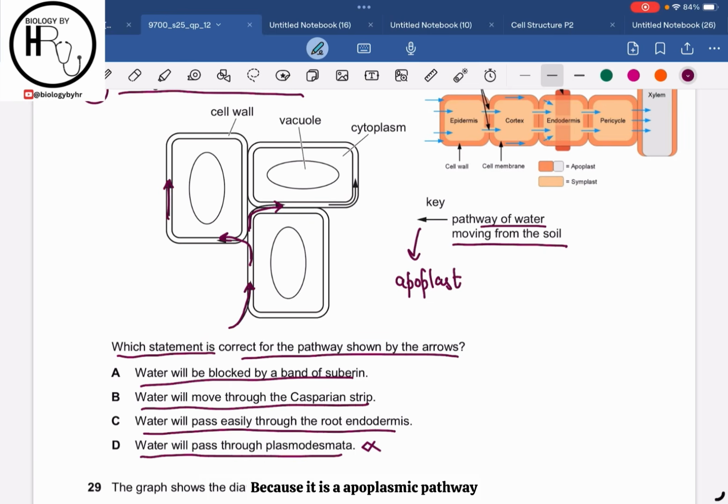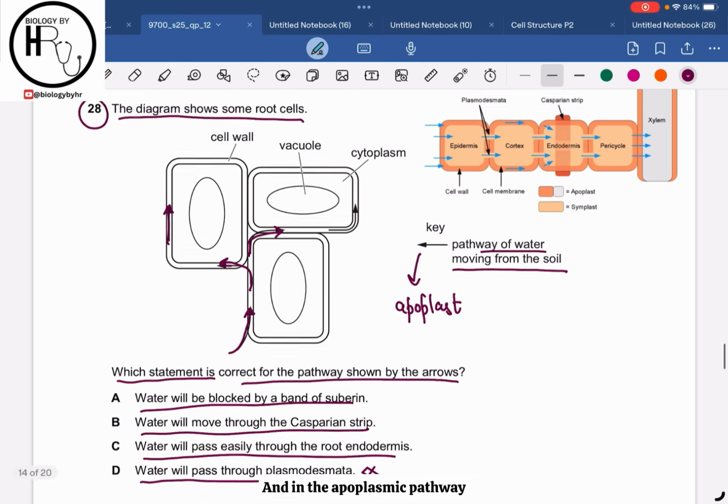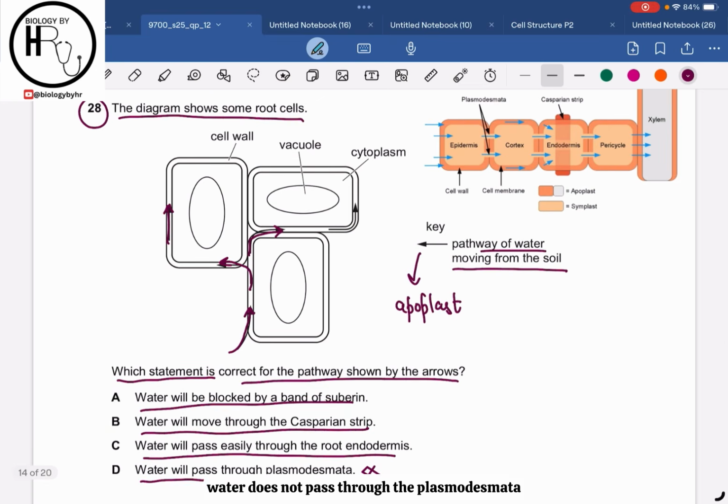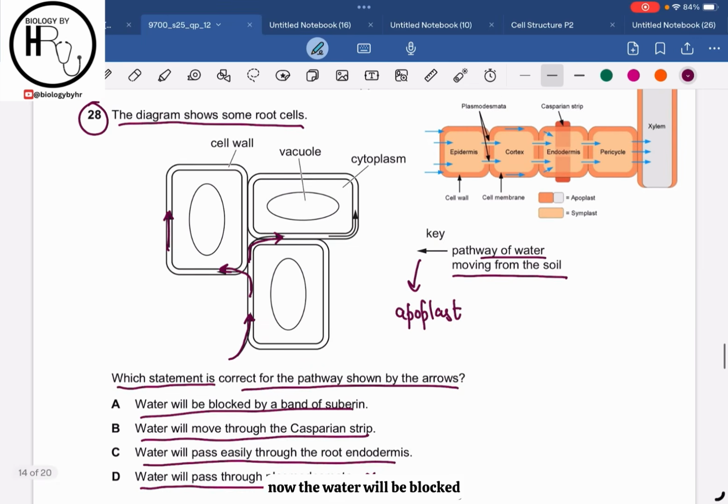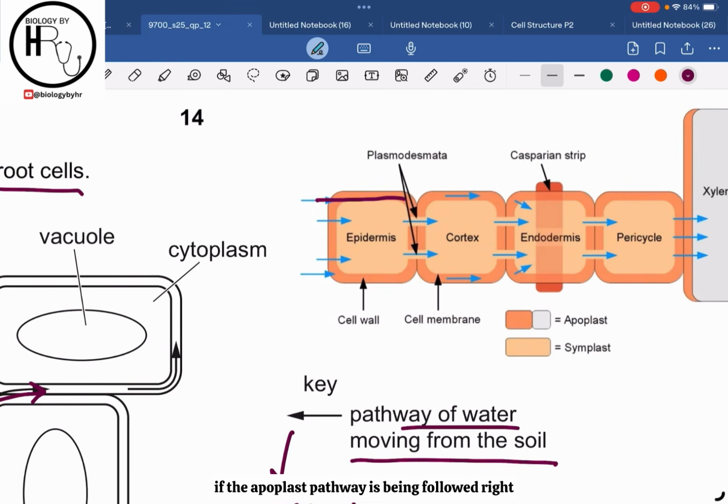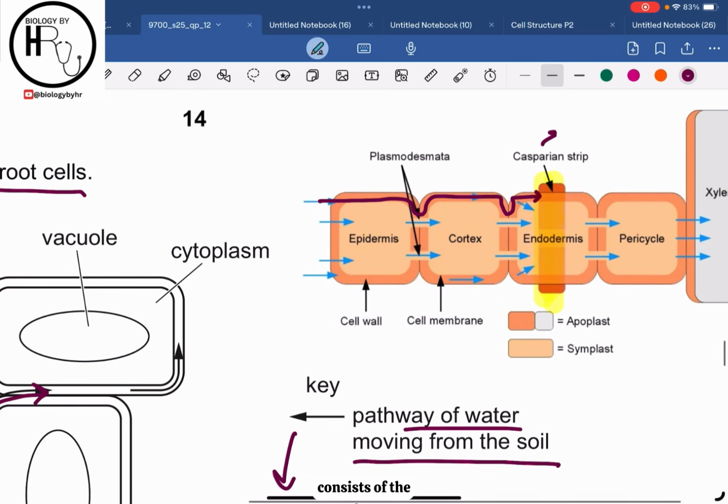Why? Because it is an apoplast pathway, and in the apoplast pathway water does not pass through the plasmodesmata, whereas in the symplast pathway it does. Now the water will be blocked if the apoplast pathway is being followed, right? The water will follow the apoplast pathway till the endodermis, right? In the endodermis there will be this Casparian strip, and this Casparian strip is basically made up of a band of suberin. It consists of the suberin.